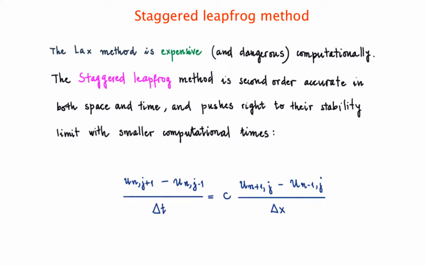Because of the problems that we have seen with the Lax method, that it is not consistent, the Lax method has to satisfy a very precise condition, and it makes this method really expensive and also dangerous to apply computationally. So we have to look for another method where the stability range is wider and which is not so dangerous to apply. And this is called the staggered leapfrog method.